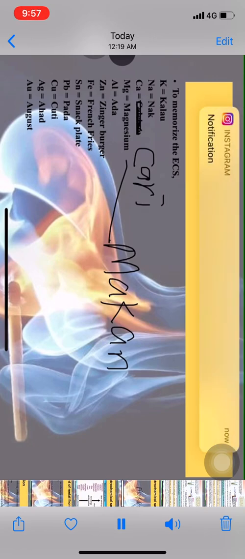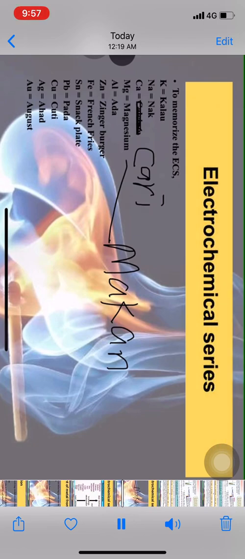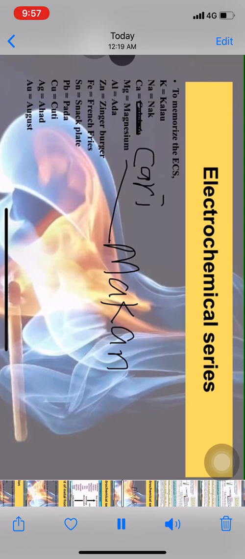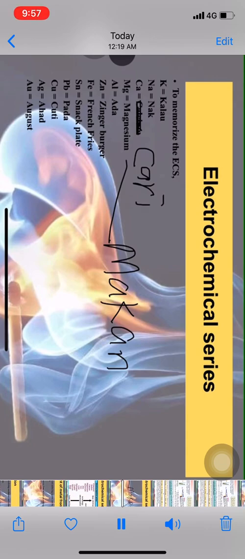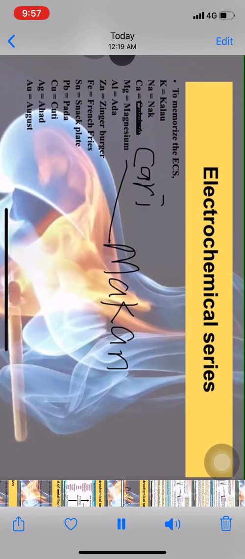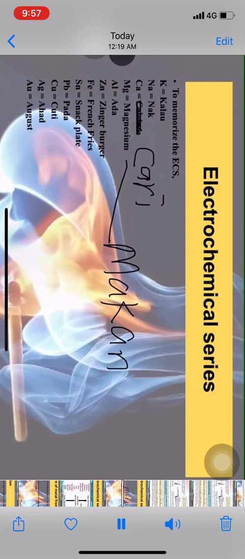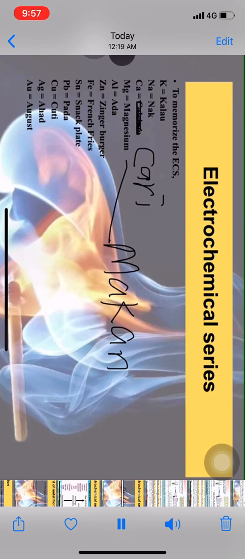From here, you know which one is the most electropositive and which one is the least electropositive. K, potassium, is the most electropositive, so the strength of the metal as a reducing agent increases. And for gold, silver and copper, they are the least electropositive.